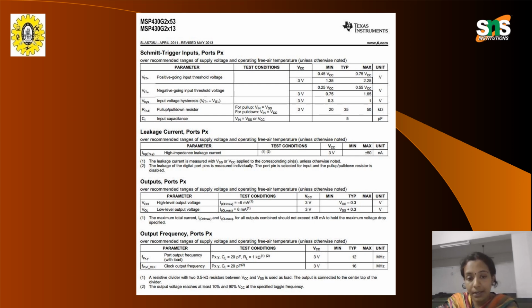The output port PX produces a voltage high level of VOH and voltage low level, output voltage low level. The output low current is 6 milliampere, output high current is negative 6 milliampere. VCC is 3 volt, minimum power supply is 0.3 volt. So, output frequency we have to know. The output frequency also will be provided in the ports, clock output frequency.